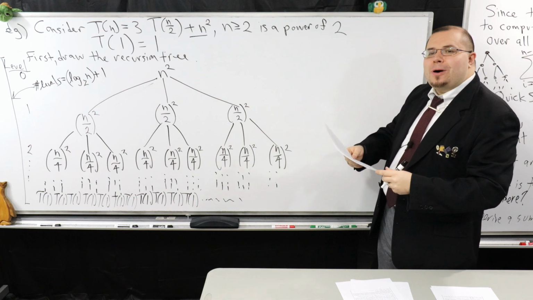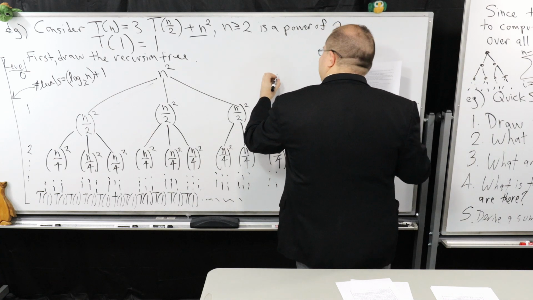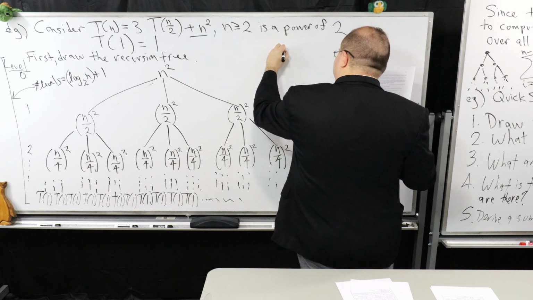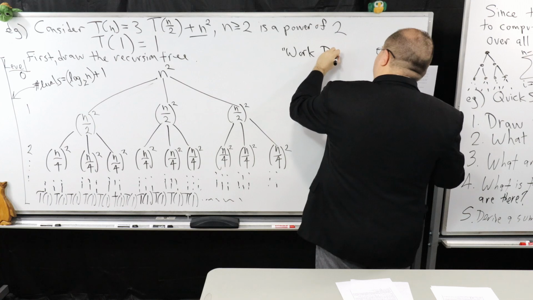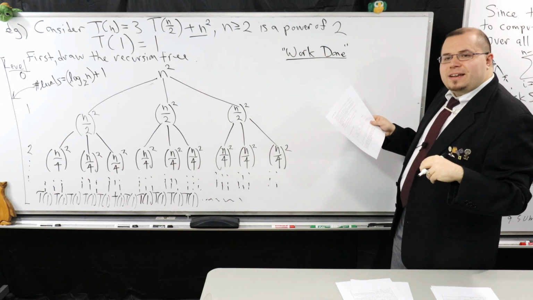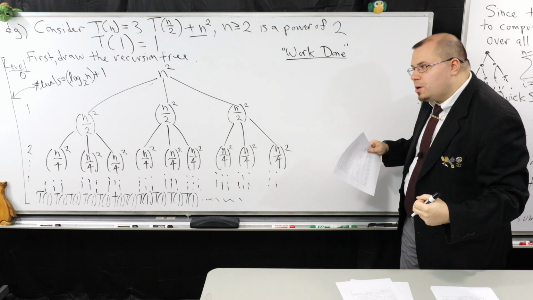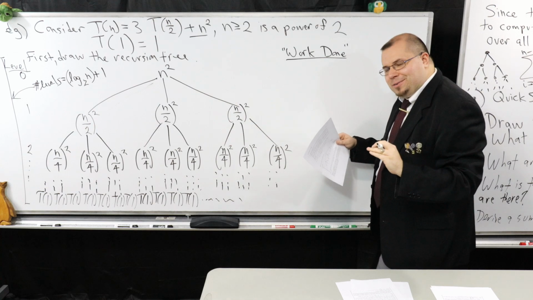Now, let's figure out what the relationship we have at each level looks like. This is where really what I would consider the tougher part comes in. So this is going to be the work done. I look at each one of my levels, and I'm going to try to come up with a general formula for any level i. That's going to be my goal here.